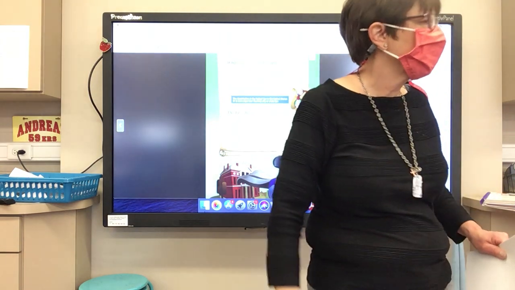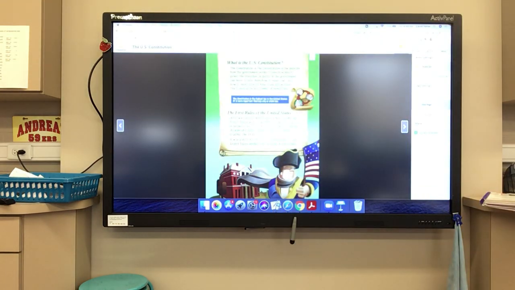What is the U.S. Constitution? The Constitution of the United States is the plan for how the government works. It says how much power the branches or parts of the government can have. It tells them how to make laws and how to make sure all Americans follow them. The Constitution is a symbol of democracy. The Constitution is the highest law in the United States. It is more important than any city or state law. The first rules of the United States.